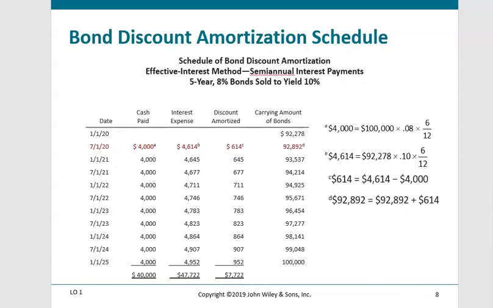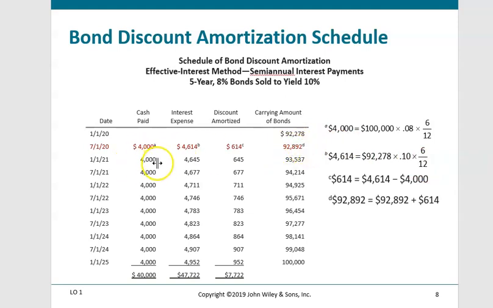And what we see in this next slide is a discount amortization schedule. We see how each amount was calculated for the July 1st entry, shown highlighted in red here. We know the amount of the cash payment, paid twice a year, $4,000 cash paid. We see the amount of the interest expense, which is here in B, the beginning carrying value of 92,278 times the effective rate times 6/12 gives us the interest expense.